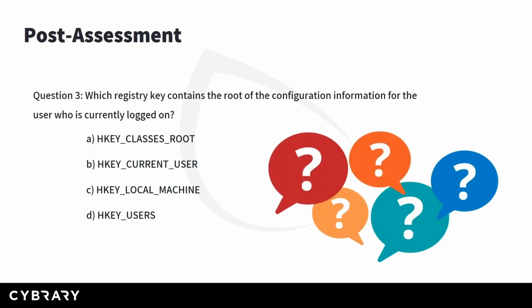Okay, before finishing, here's a post-assessment question for you. Which registry key contains the root of the configuration information for the user who is currently logged on? Is it A, HKeyClassesRoot, B, HKeyCurrentUser, C, HKeyLocalMachine, or D, HKeyUsers? If you said B, you are correct. HKeyCurrentUser provides access to configuration data for the active user on the PC.